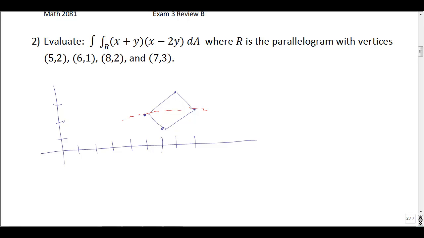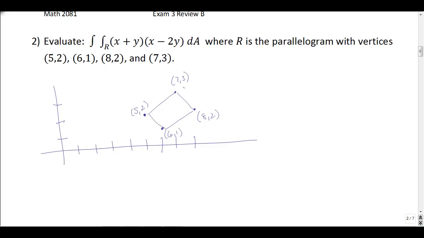So what I'm going to do here is try to erase this red here. Probably should have drawn that solid, my technology. But anyway, what we're going to get here is these points. Let's label these. So this was 7, 3. This point was 8, 2. This point was 6, 1. This point was 5, 2.